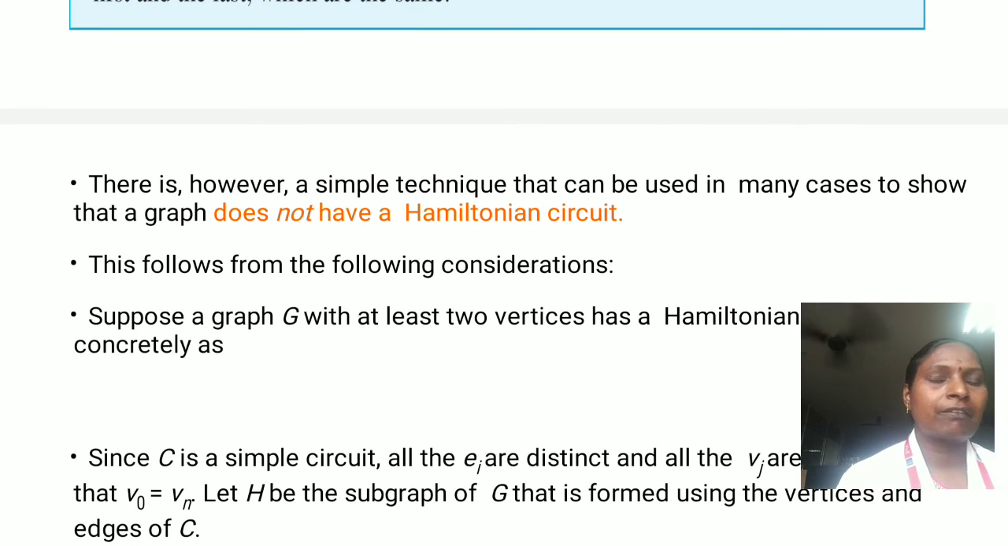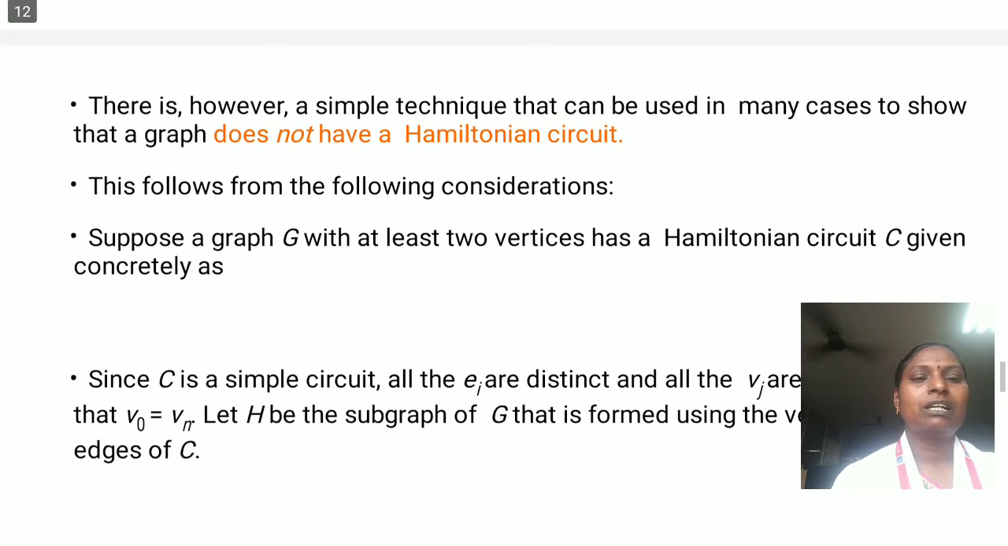For the Euler graph, moving from one vertex and returning to the same vertex by crossing all the edges exactly once is an Euler circuit. Crossing all the vertices exactly once is called a Hamiltonian circuit. There is, however, a simple technique that can be used in many cases to show that a graph does not have a Hamiltonian circuit. This follows from the following considerations.